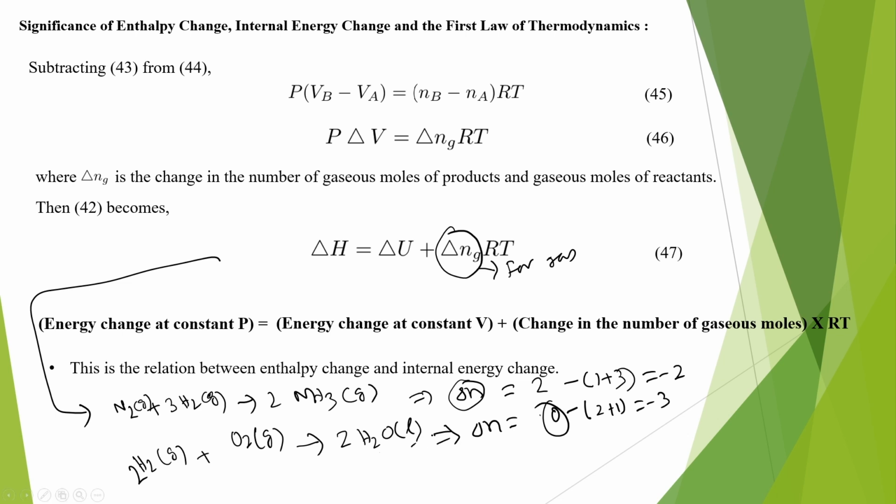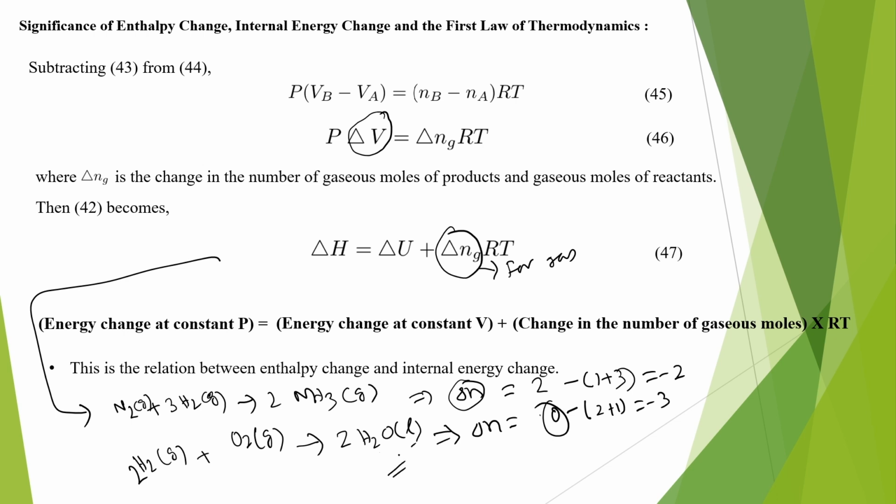Here delta N comes from delta V, the change in volume. Since the molar volume of liquid or solid is much smaller than the molar volume of gas, we can actually neglect the molar volume of liquid or solid compared to gas. That's why we don't consider the liquid here.